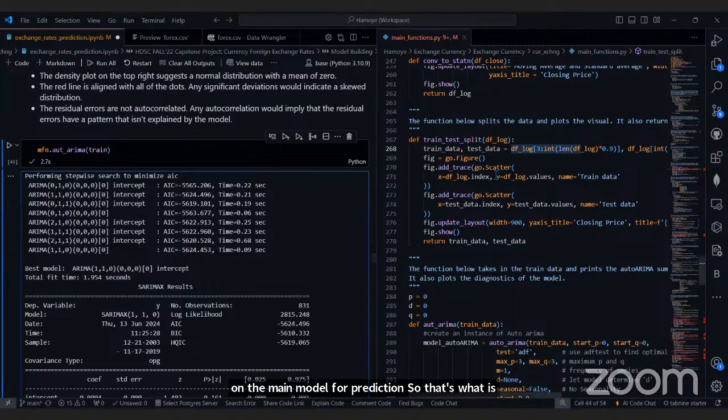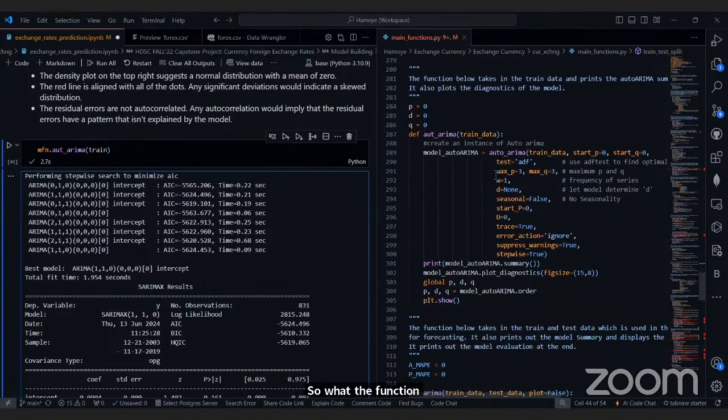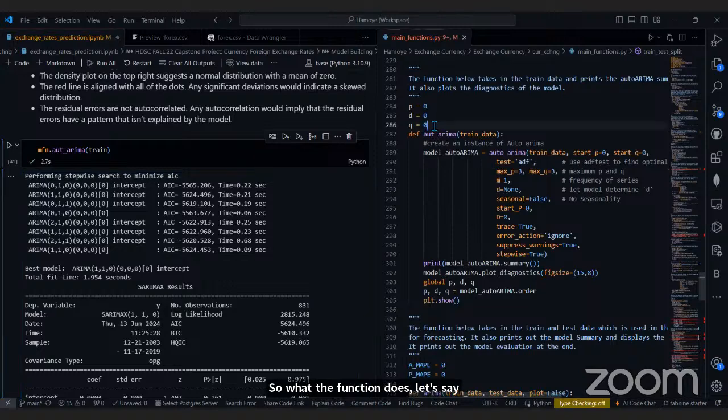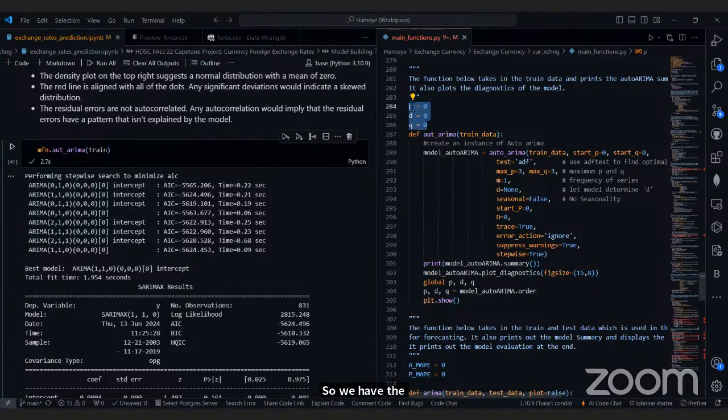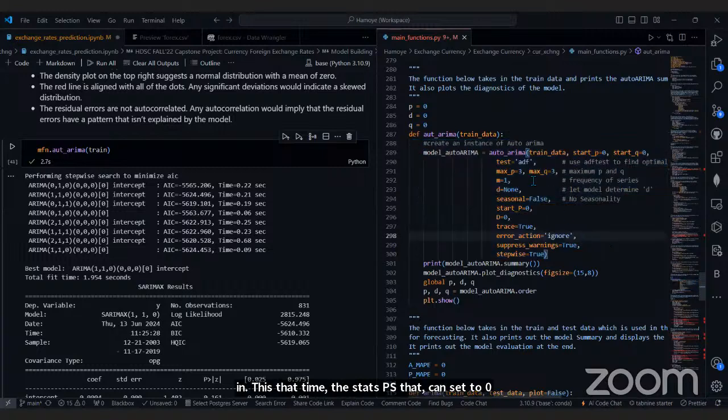So what the function does, let's see. We have the PDQ; these are global variables, and we set them to 0. Then we have the initialization of the auto arima. It takes the training data, which we are going to pass in. The start P and start Q are set to 0. These are the initial values of P and Q for the grid search.